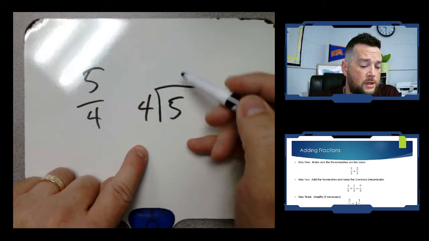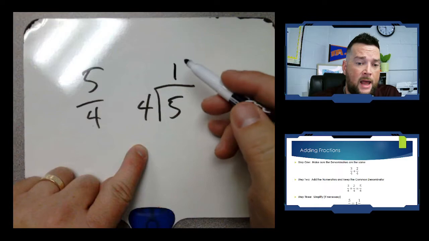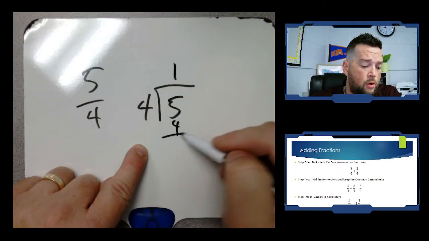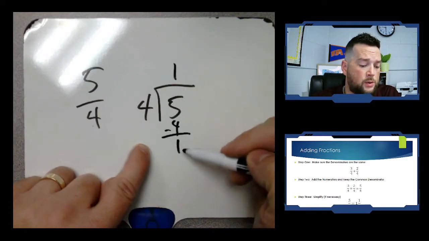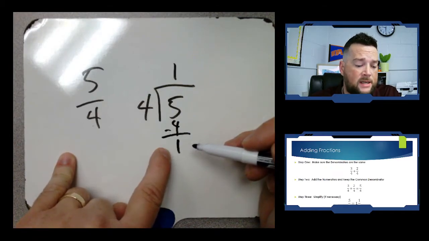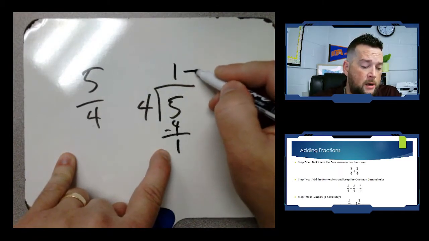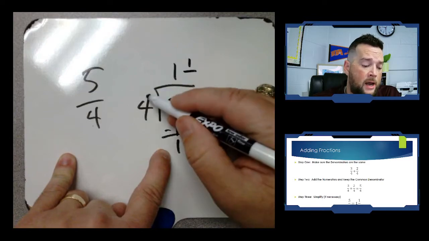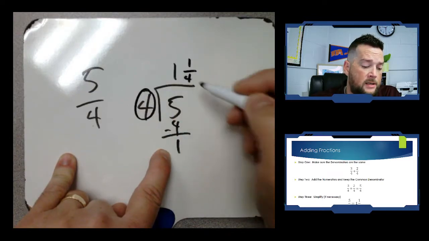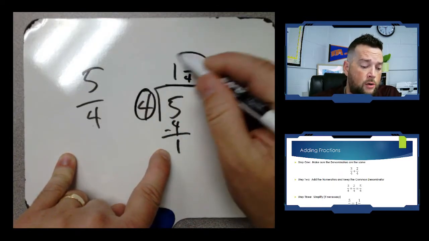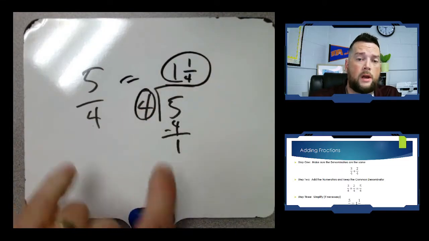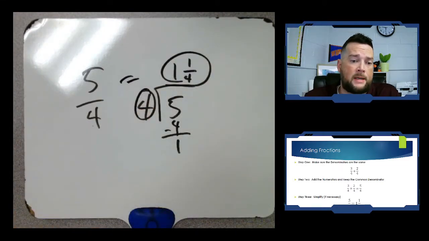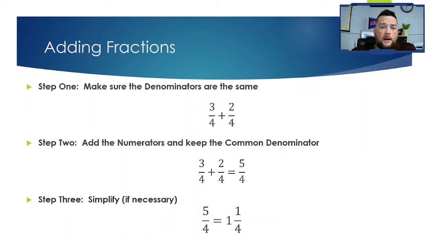So TIBO: top number goes inside the division bracket, bottom number goes outside. We have 4 goes into 5 one time, and then 1 times 4 is 4, 5 minus 4 is 1, so we have a remainder of 1. We want to take that and make a new fraction with that remainder. It's going to be our new numerator, and our divisor stays our denominator. So 5/4 equals 1 1/4. All right, let's go ahead and move on.